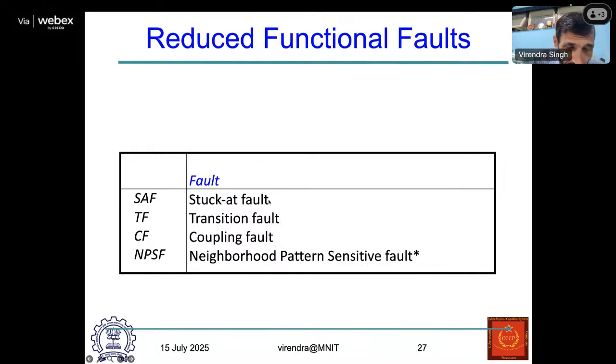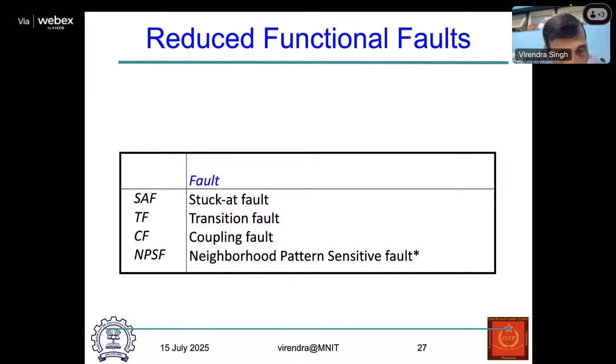Stuck-at fault, you know that these are 2n. This transitional fault, there are 2n. Coupling fault, now if I look at only the neighboring cells, in that case this will become 4n. So that is again proportional to n.